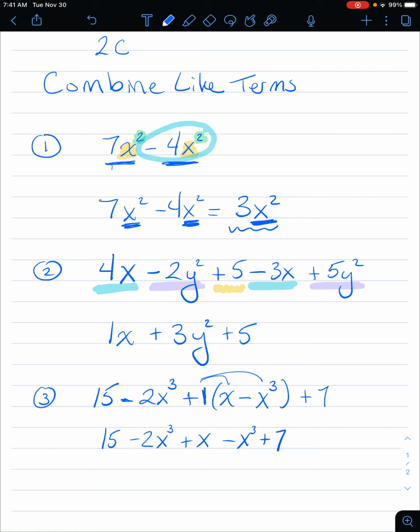Okay. So now we want to see how many terms do we have. We have 1, 2, 3, 4, 5 terms. Terms are separated by addition and subtraction signs. So let's find out which ones are the like terms. So the first thing I see is a constant. I have another constant here, and that's it. So for that, we would have 22 when I add the 15 and the 7.